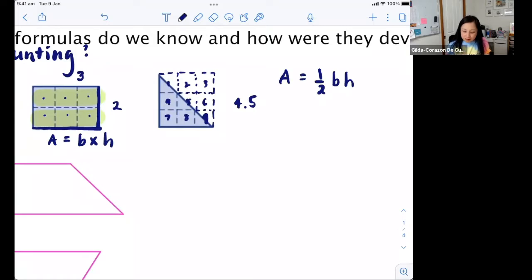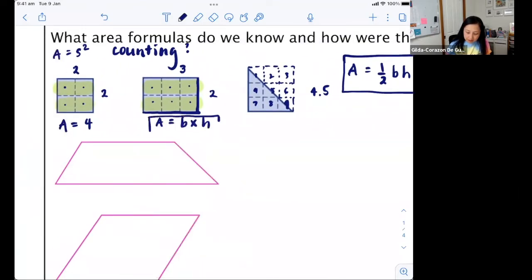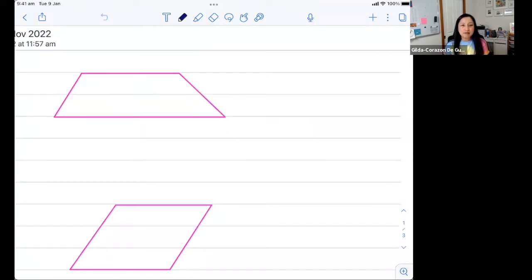So now we've established these formulas here. So that's area for the triangle, area for any rectangle, and area for a square, okay? So without having all those divisions for us to be able to count the number of unit squares inside the shape, we would be able to simply use those formulas, okay? So how do we figure out the area of this trapezium?